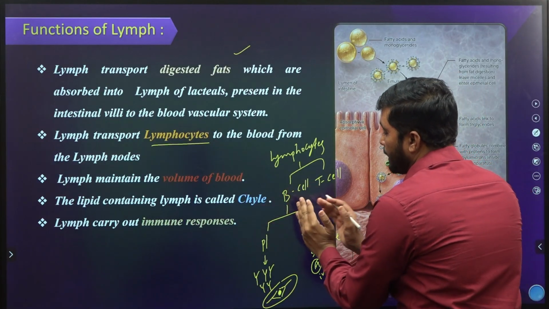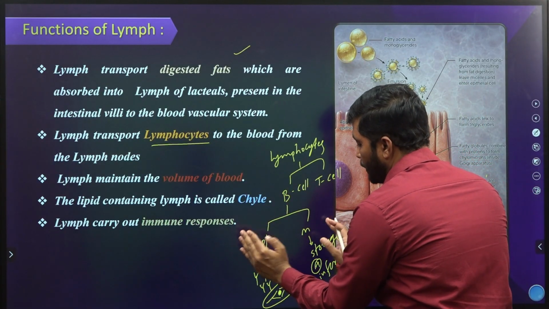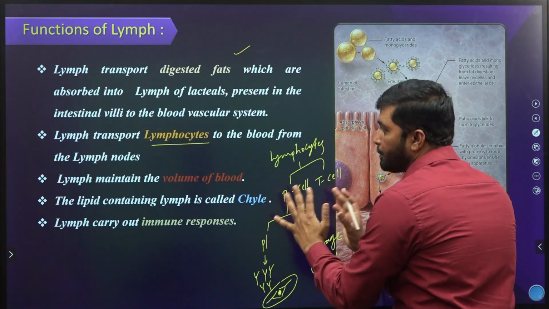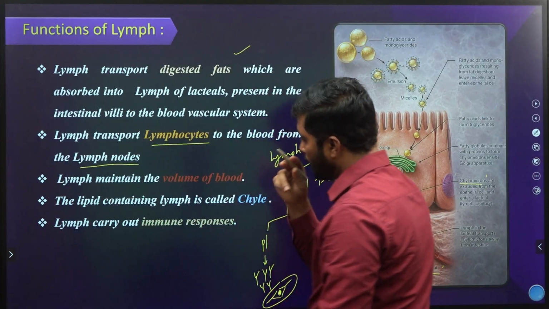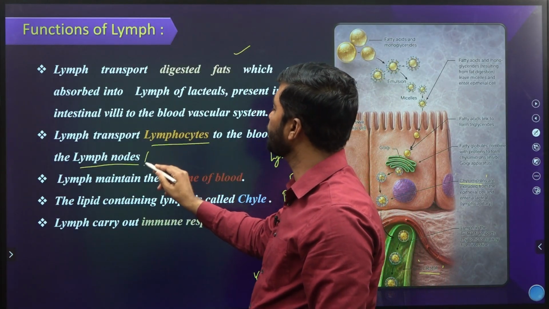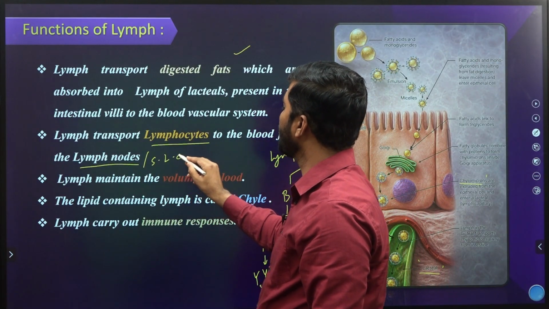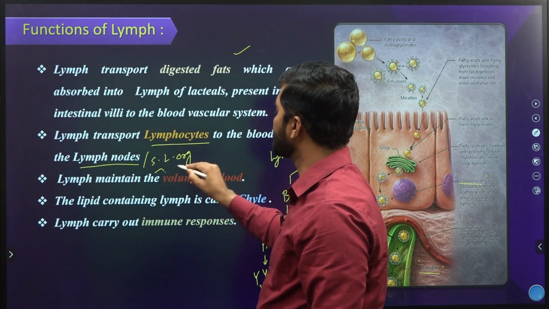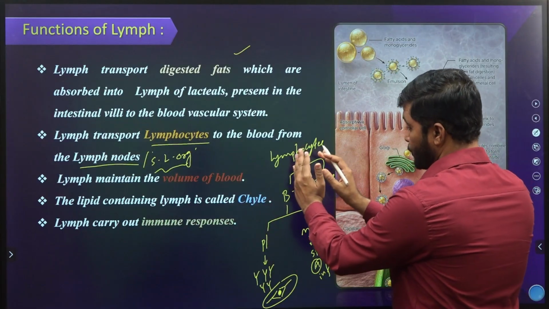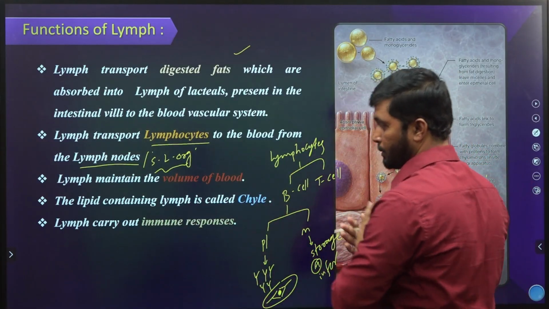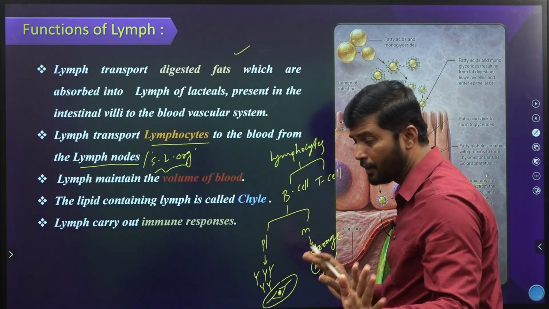The B cell divides, proliferates, into plasma and memory cells. Where does the B cell undergo proliferation? In the lymph nodes. Lymph nodes are examples of the secondary lymphoid organs. In the secondary lymphoid organs, the lymphocytes undergo proliferation, nothing but division.